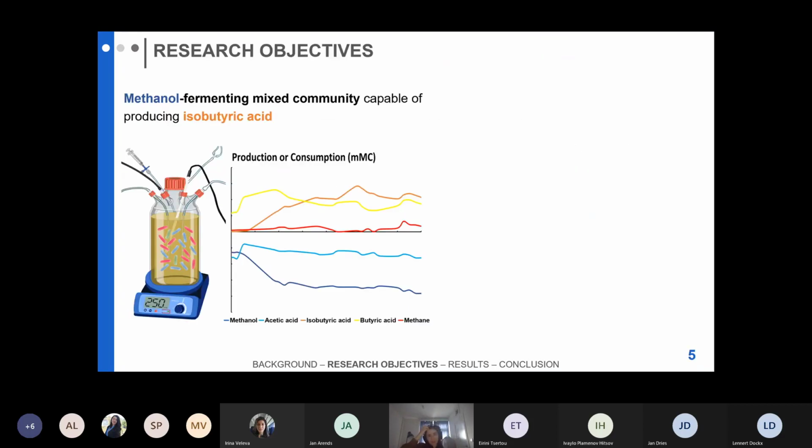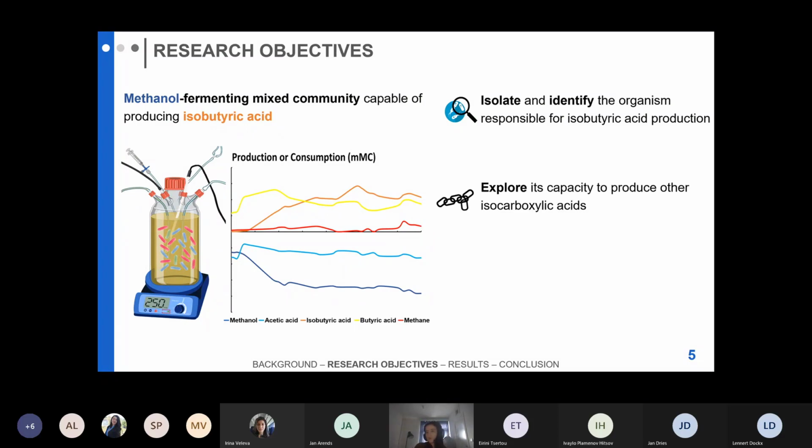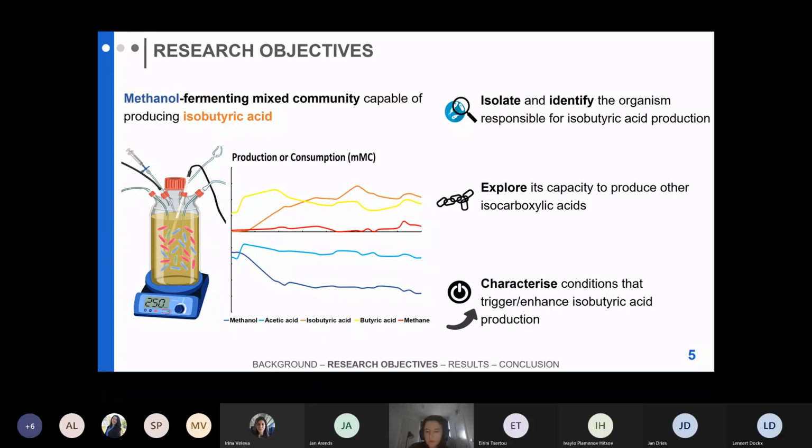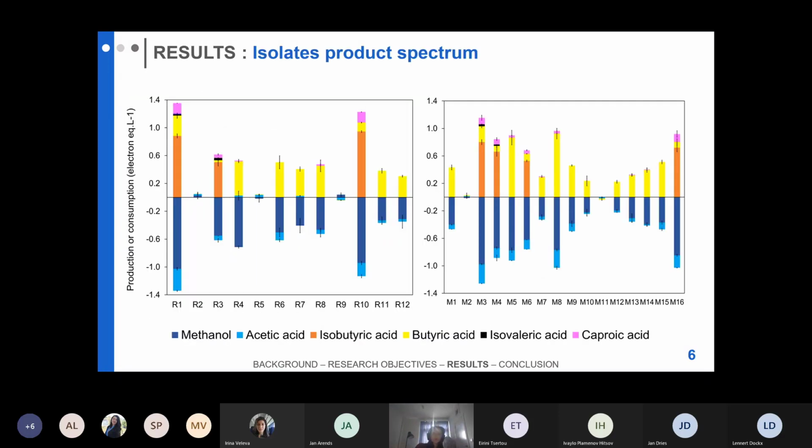So the objective in my research was, from a similar methanol fermenting mixed community, to isolate and identify the organism that is responsible for isobutyric acid production, to explore whether or not it could produce other isocarboxylic acids, and then to screen and characterize conditions that would enhance isobutyric acid production. So, like I've just mentioned, the first task was isolation.